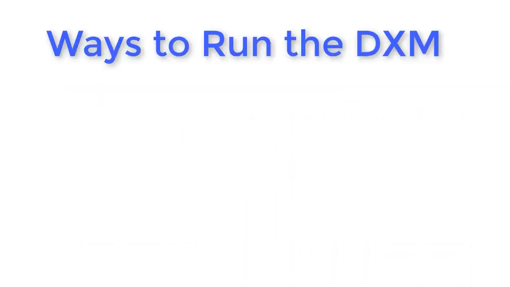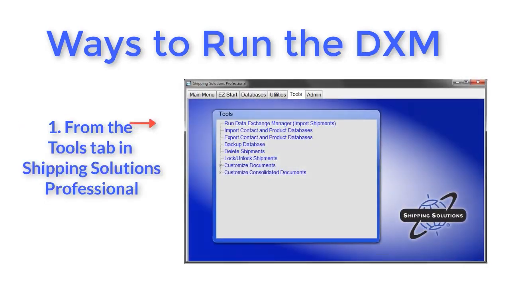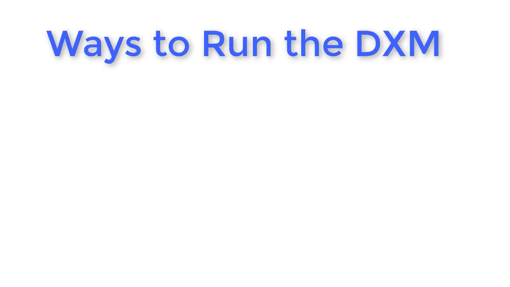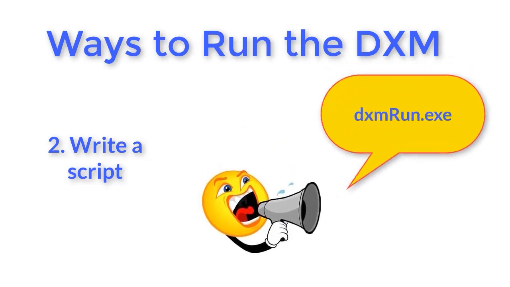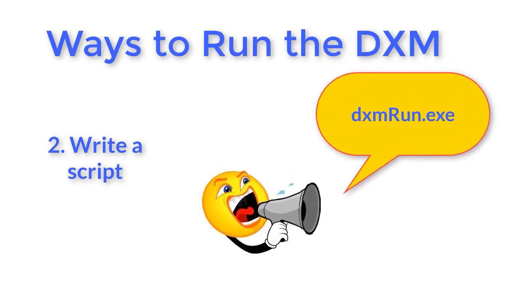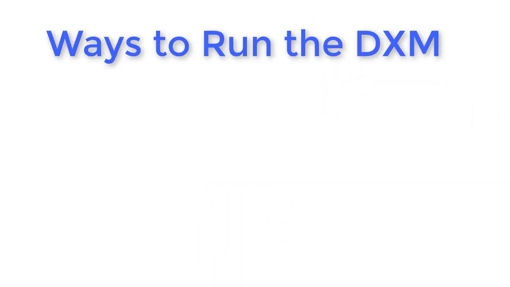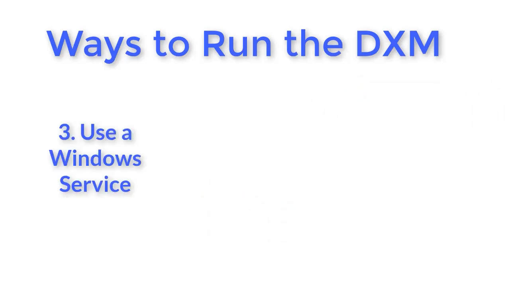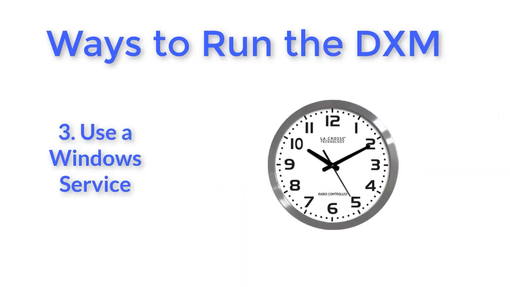There are also 3 ways to run the DXM. First, you can run it manually from within Shipping Solutions. This is the only way to run the DXM if you are using the ODBC connection method. Second, you can write a script that calls the DXM and initiates the import process. This could be the same script that creates your text or XML files. The third way to run the DXM is with a Windows service that runs on a schedule, pulling orders from a specified folder.